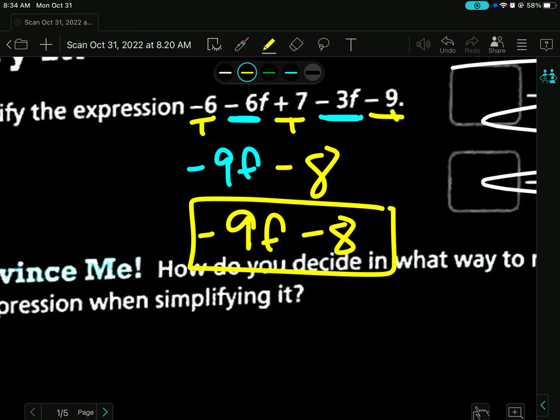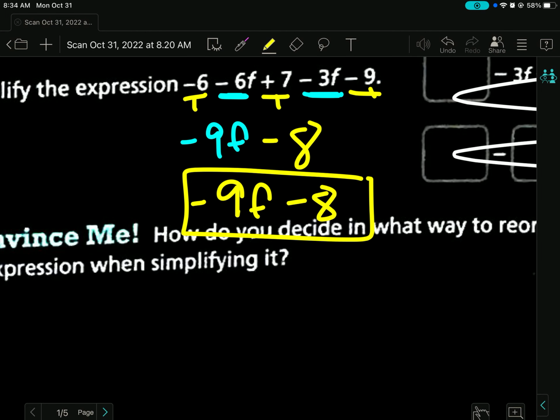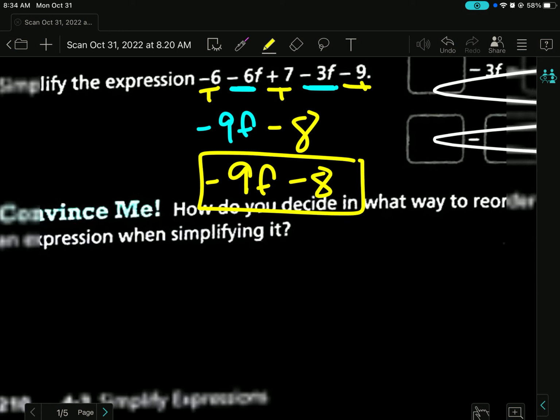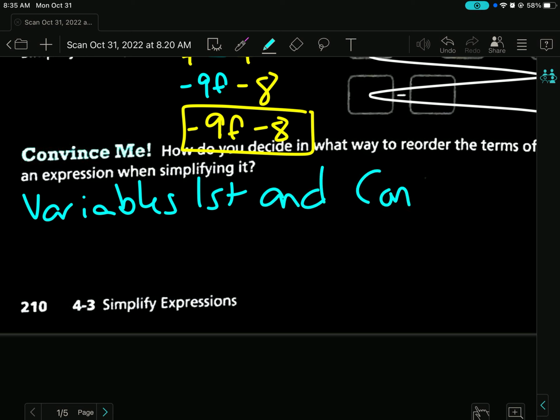Again, we're combining like terms together. Remember, those signs in front of the numbers are very important. And our negative rules that we've learned about from the beginning of the school year still apply with adding and subtracting, multiplying and dividing. It says, how do you decide in what way to order the terms of an expression when simplifying? We're not really going to reorder, but typically you want variables first and constants second. It's not really a big deal.